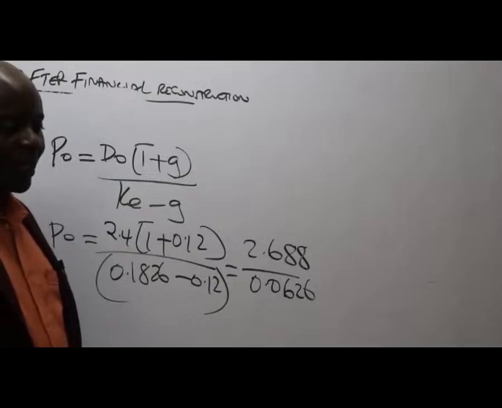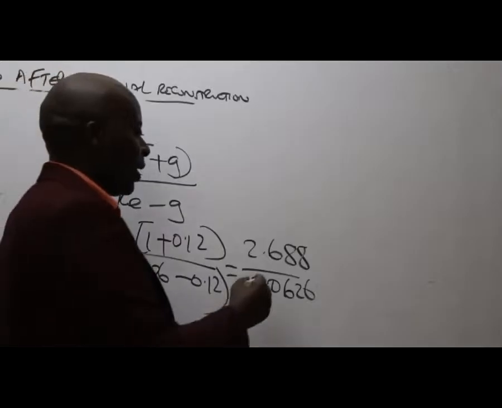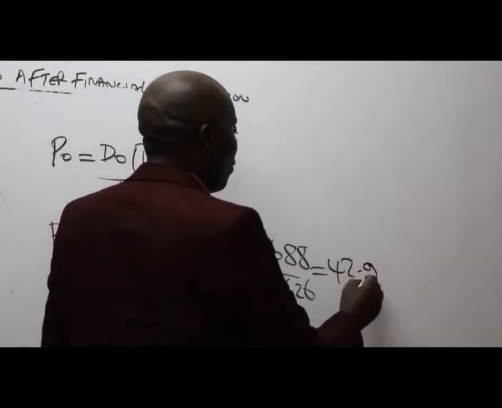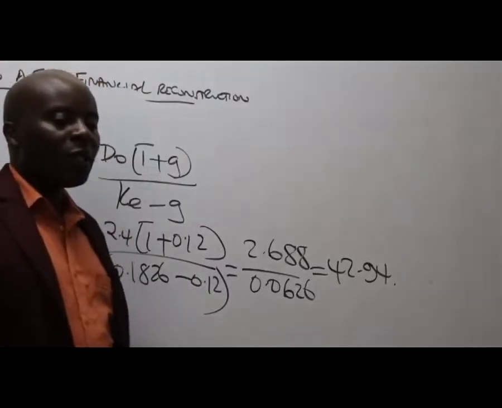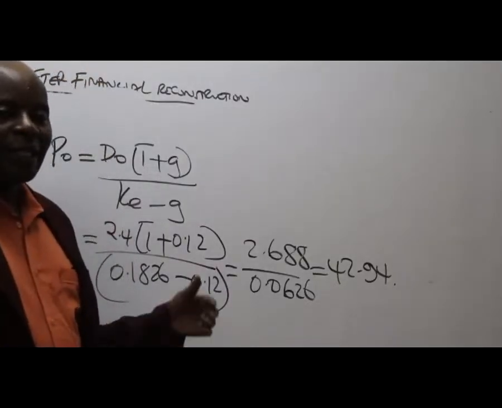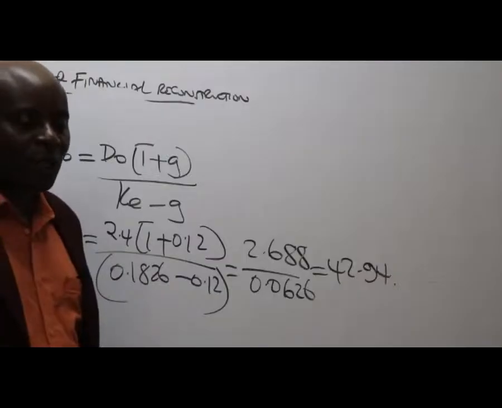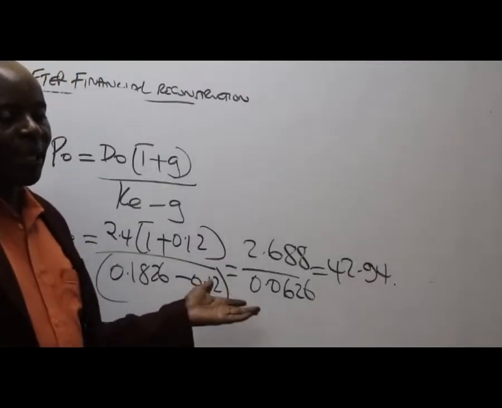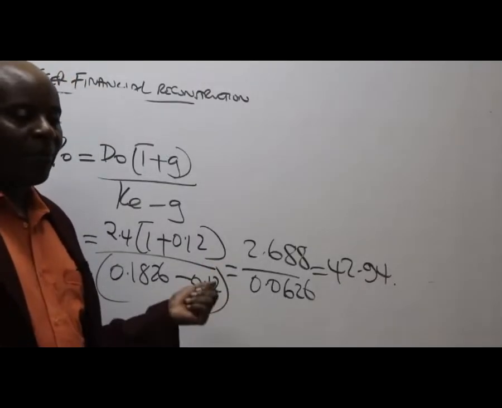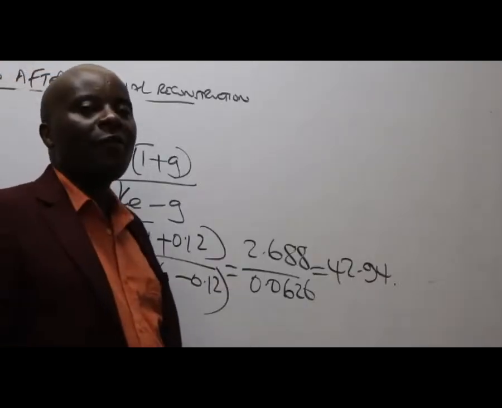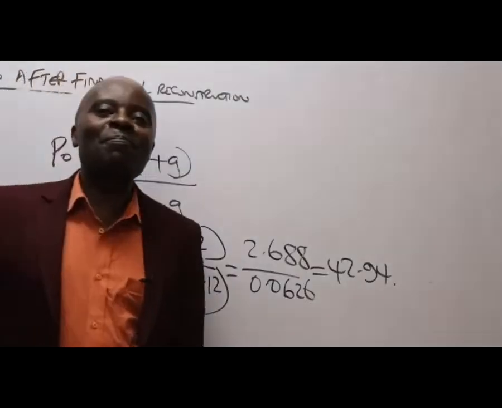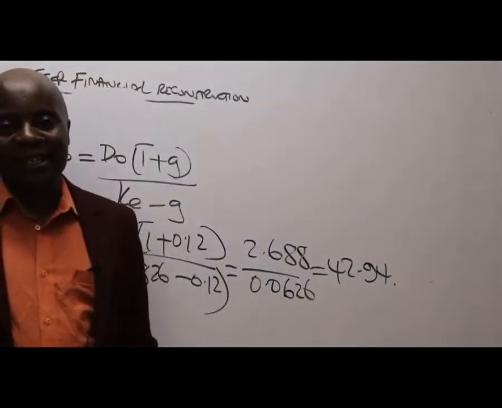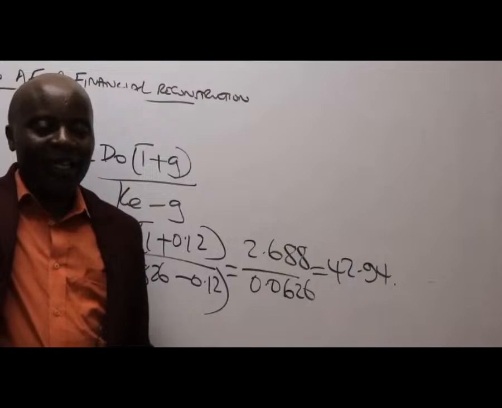What is the final answer? 42 point what here, somebody? 42.94. So then what do you think of this financial reconstruction? Is it good or bad? Look at the old market price per share before reconstruction. Compare it with the current market price per share. Ladies and gentlemen, every organization would want to maximize their market price per share. They would want the market price per share increasing.